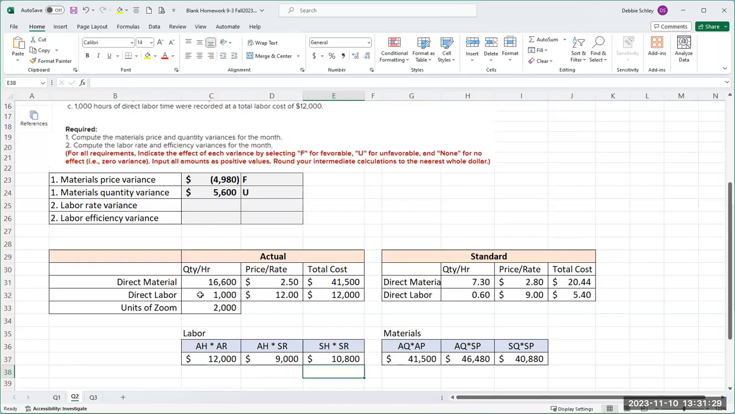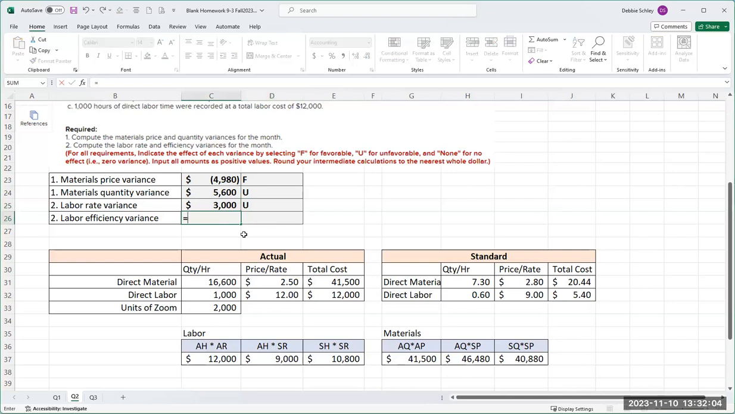Now, labor rate variance is the first one minus the second one. So that equals AH times AR minus AH times SR, for 3,000. If you look at what actually happened compared to the standard, what actually happened was more than what I thought should happen, and so that is unfavorable for $3,000.